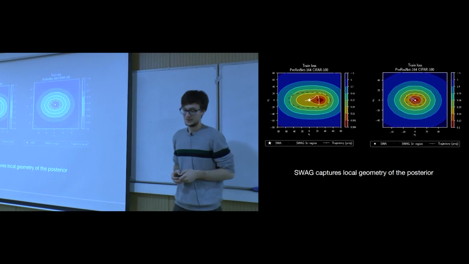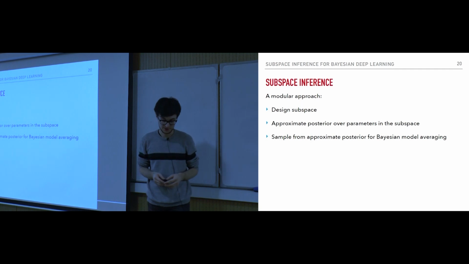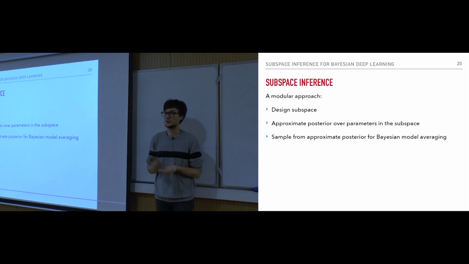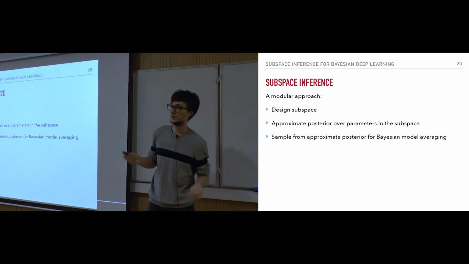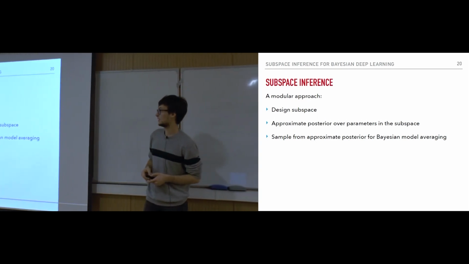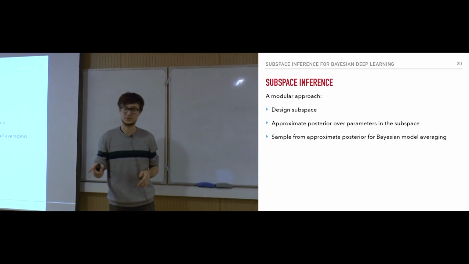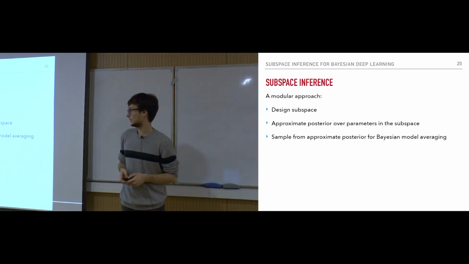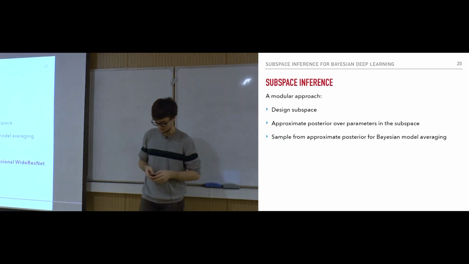Yeah. So finally, the subspace inference method. Here there are just three parts to the method. First, we construct a subspace of the parameter space that would ideally be interesting and should contain many different good solutions. Then we try to sample or construct an approximation to the posterior distribution in the subspace. And then at test time we sample from this posterior distribution and we do Bayesian model averaging.